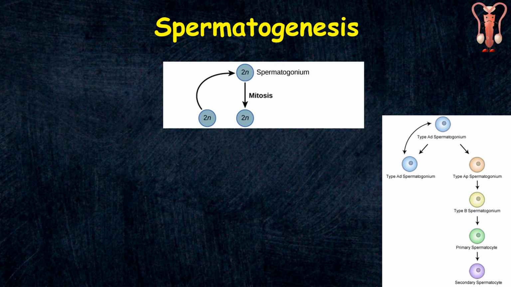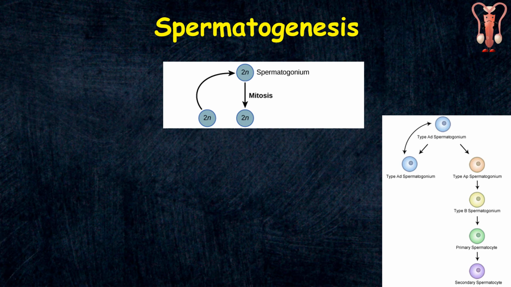The second one is light type A or AP spermatogonia. They have a light staining oval nucleus. They divide to form more light type A spermatogonia and also some spermatogonia of type B. The type B spermatogonia have a spherical nucleus. Each type of spermatogonium divides mitotically 5 times to form 32 type B spermatogonia.